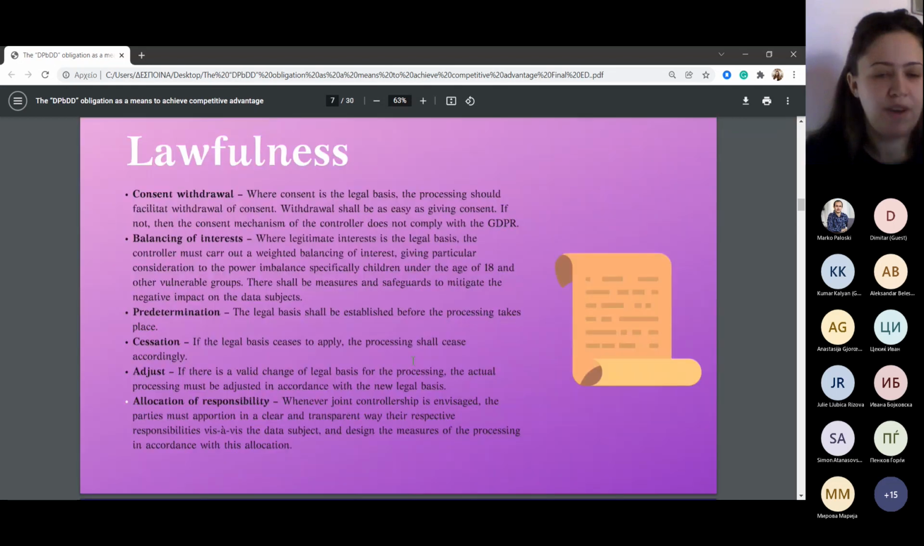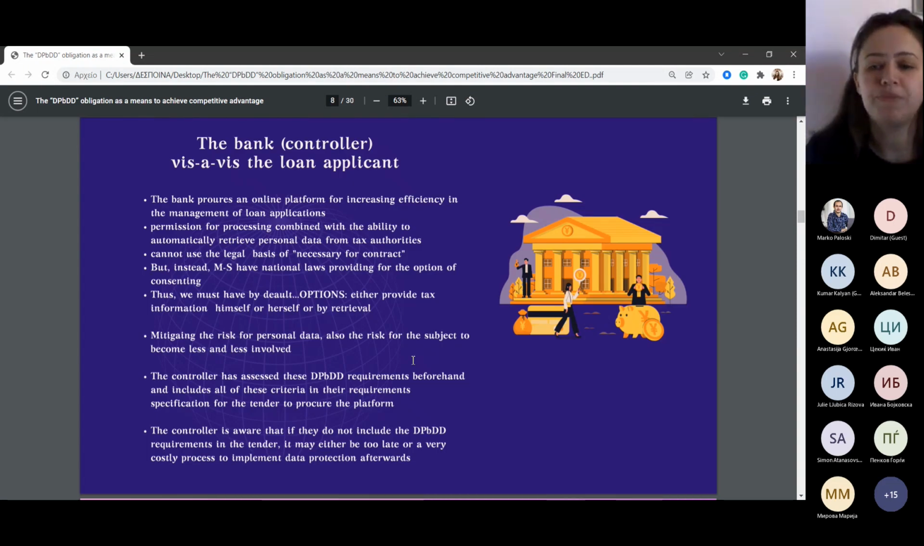So if I may make a general comment on lawfulness, I would say that we need to identify the legal basis and, in the second place, make sure that the whole processing life cycle is in line with the relevant legal ground of processing that has already been set. So let's see an example now.